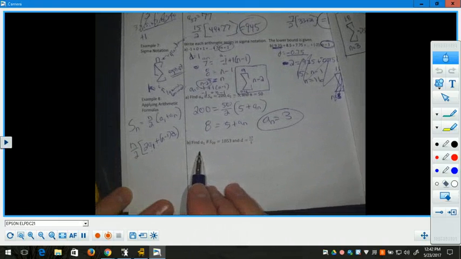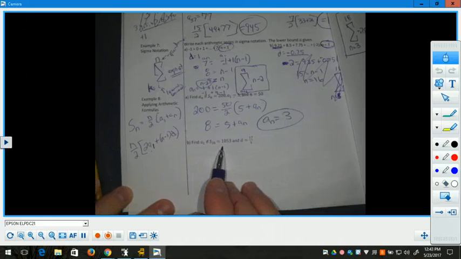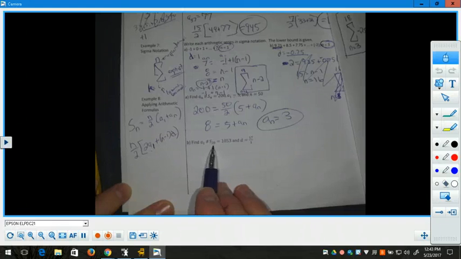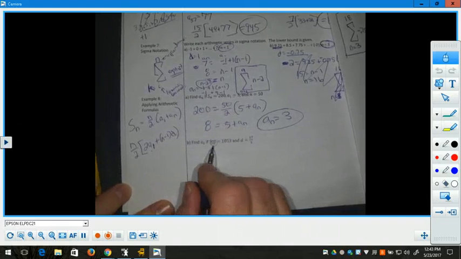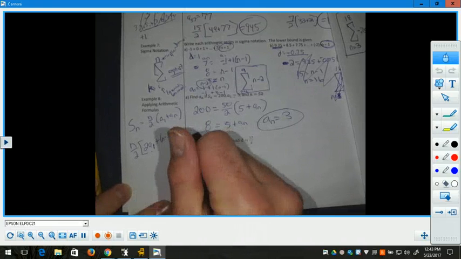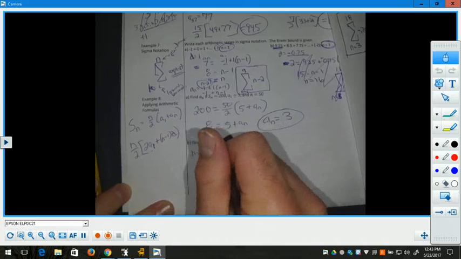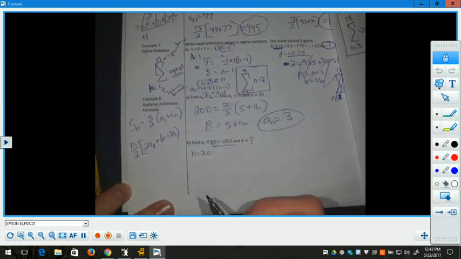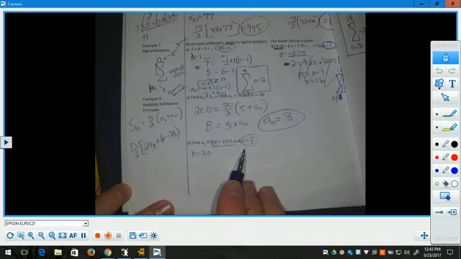Find a sub 1. Well, in this case, I don't know the value of n. Actually, I do know the value of n. It's 20. And I know the sum, right? I know the value of n because that's the partial sum from 1 to 20. That's what that notation means. So I know n equals 20. I know the sum is 1053. And I know the value of d.